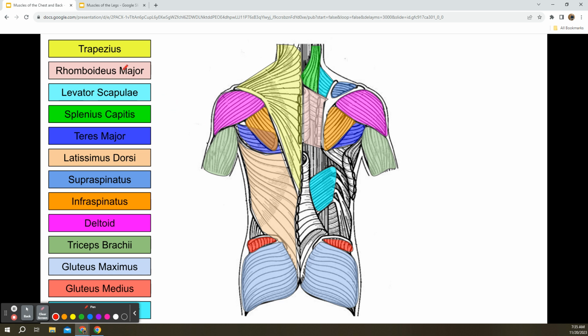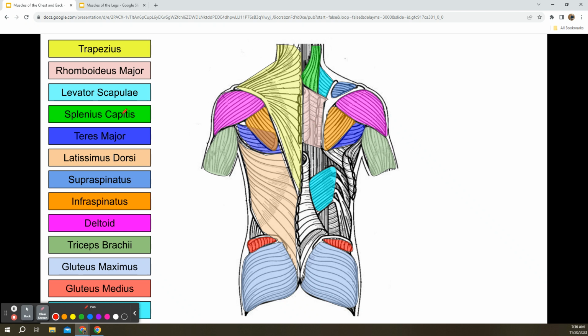Next, we have our rhomboideus muscle. This is it right here. Its origin is again those cervical vertebrae, and its action or function is to rotate, elevate, and help move the scapula up and down.